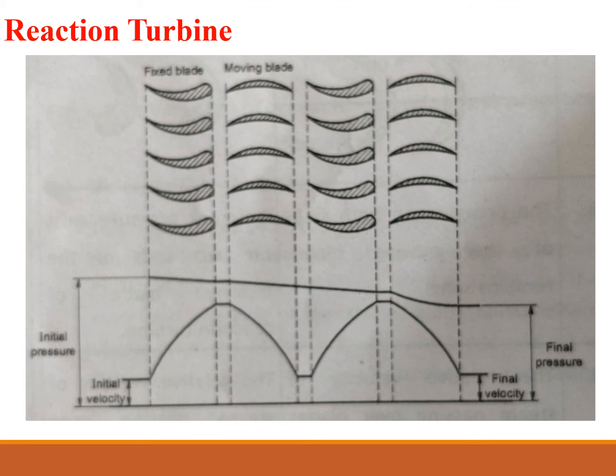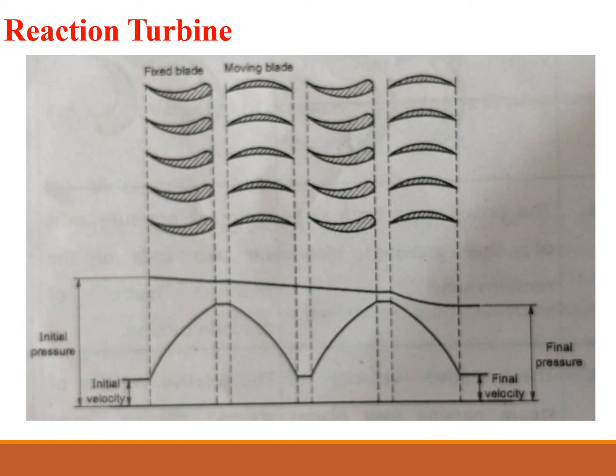Reaction turbine. Reaction turbine consists of rows of stationary and moving blades alternately. Stationary blades are attached to the inner side of casing. The moving blades are fitted on the periphery of a rotating drum. Stationary blades are aerofoil shapes which act as a nozzle. The row of fixed blades followed by a row of moving blades is called a stage of reaction turbine.